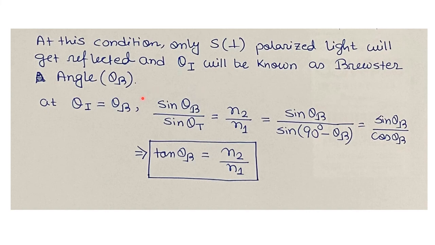Now we will use Snell's law to estimate the Brewster angle. Under this condition, the angle of incidence theta is basically our Brewster angle, that is theta b. So by applying Snell's law, we get sine theta b by sine theta t equals n2 by n1. Now our theta t is basically 90 degrees minus theta b according to our condition for Brewster angle. So effectively we will get sine theta b by cos theta b equals n2 by n1, that is tan theta b equals n2 by n1.